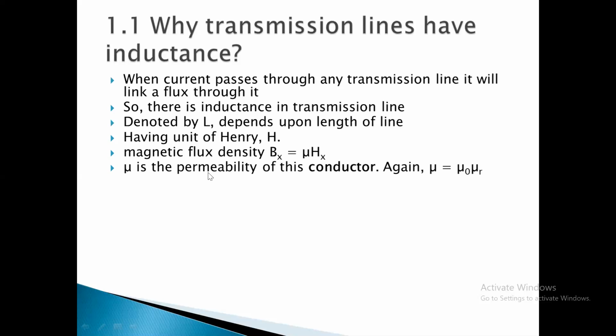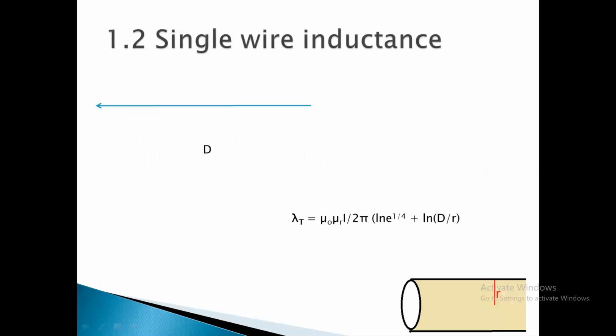This is actually the permeability of the conductor. So mu is equal to mu naught into mu r, where mu r is the relative permeability. Normally we take it as 1. In our future problems, we will take it as 1, so normally mu is equal to mu naught. We will solve this, and then you will understand better.